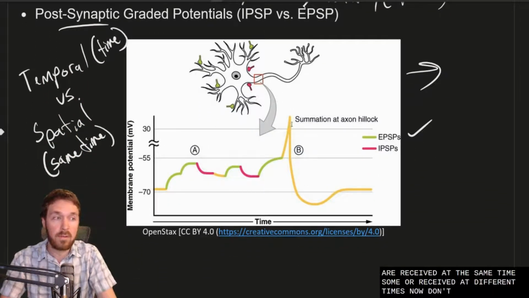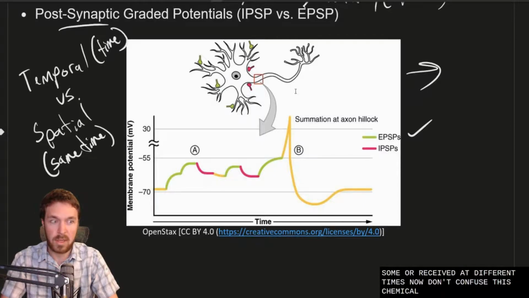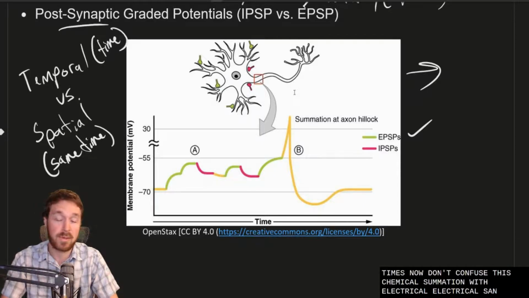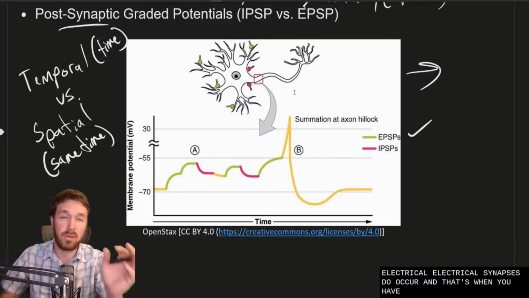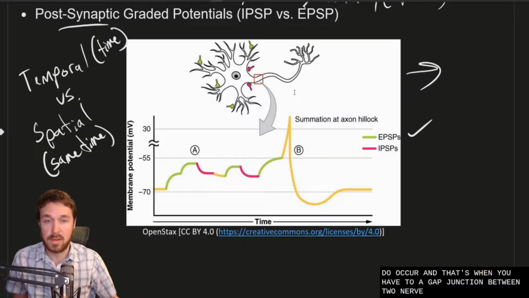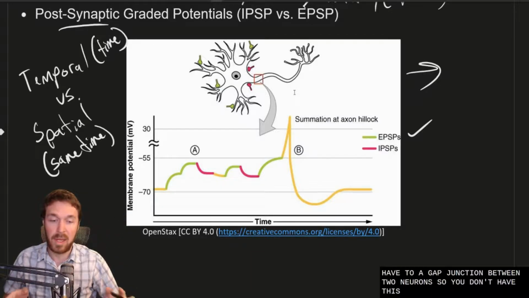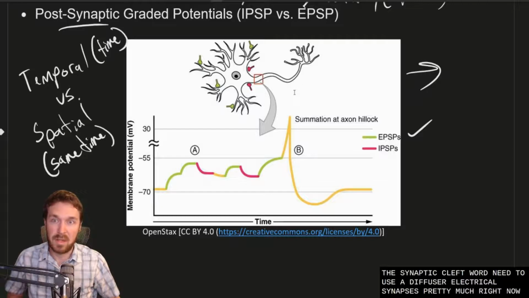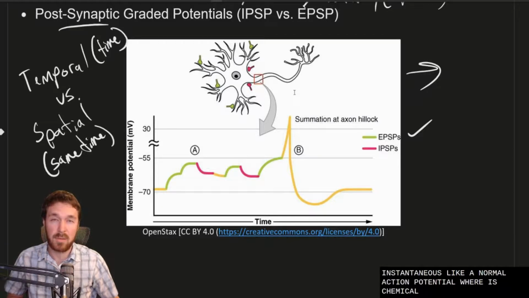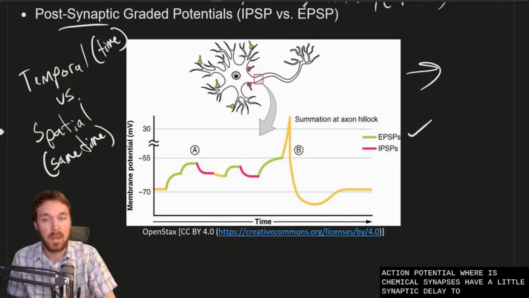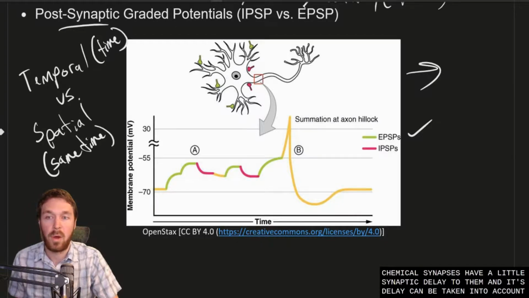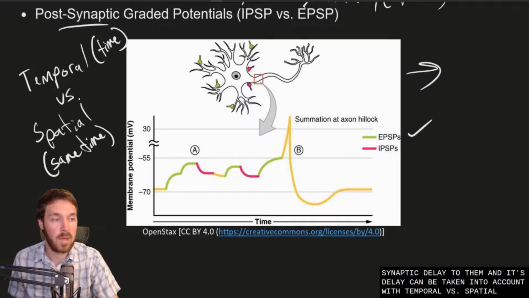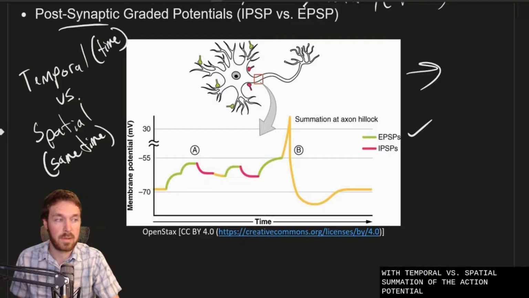Now, don't confuse this chemical summation with electrical. Electrical synapses do occur, and that's when you have a gap junction between two neurons. So you don't have the synaptic cleft where it needs to diffuse. So electrical synapses pretty much are instantaneous, like a normal action potential, whereas chemical synapses have a little synaptic delay to them. And this delay can be taken into account with temporal versus spatial summation of the action potentials.